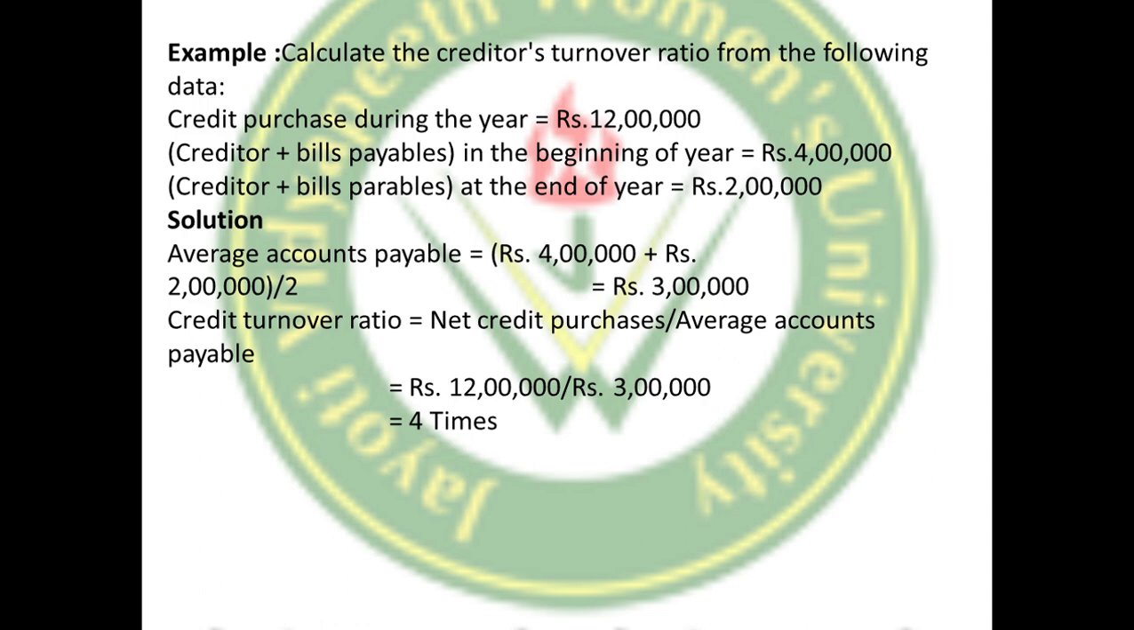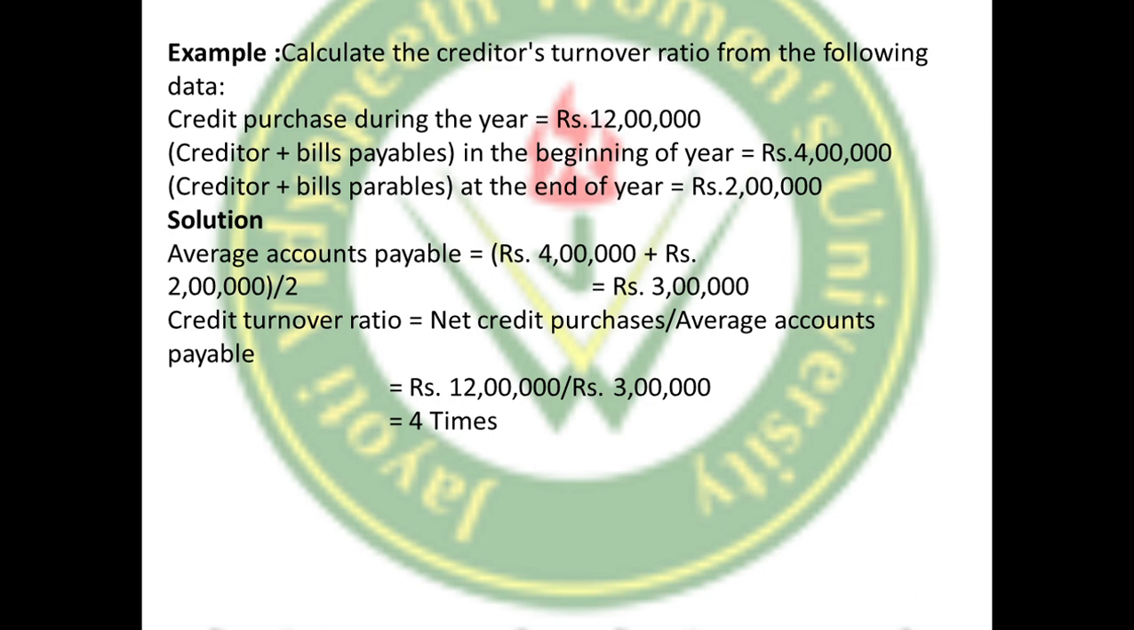Now let's understand this ratio with the help of an example. One example is given. In this, the question says calculate the creditor turnover ratio from the following data. Credit purchases during the year is given as 12 lakh. Creditors plus bills payables in the beginning of the year is 4 lakh and at the end of the year is 2 lakh.